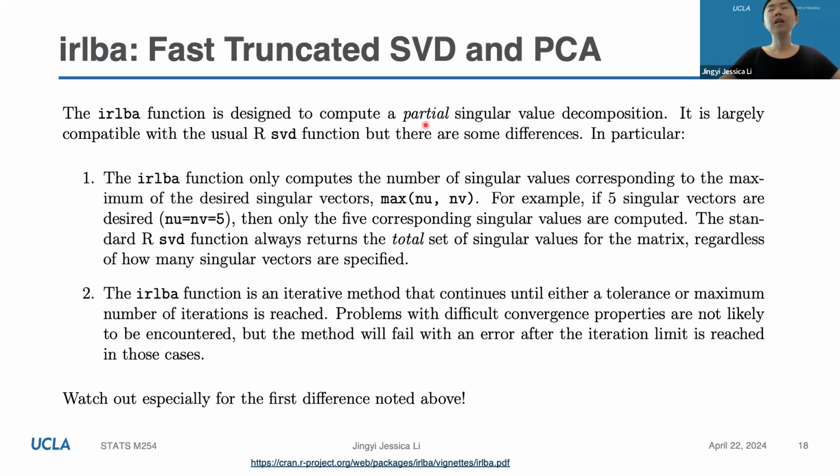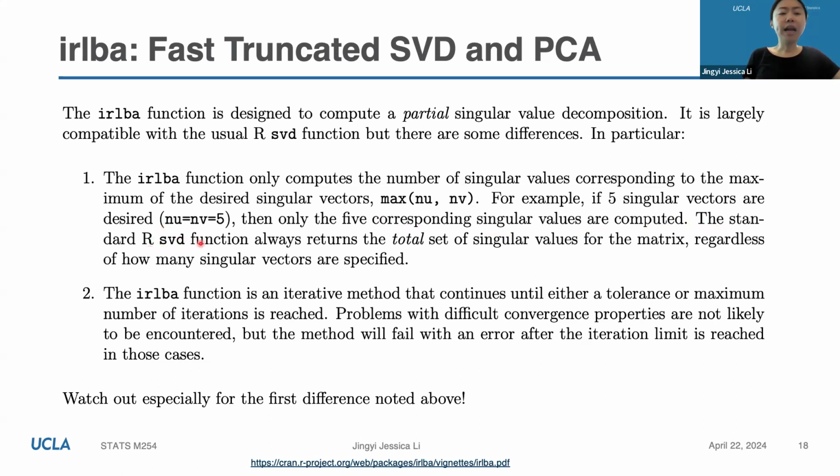From the top 1 PC to the maximum number of PCs, which is the minimum of n-1 and p, you will compute everything. But this will only compute up to the top K PCs. K is what you specify. For example, if K singular vectors are desired, in the SVD you specify the number of left singular vectors and right singular vectors, but that's fine. In this case, it's just equal to K for our PCA purpose. Then only the K corresponding singular values are computed.